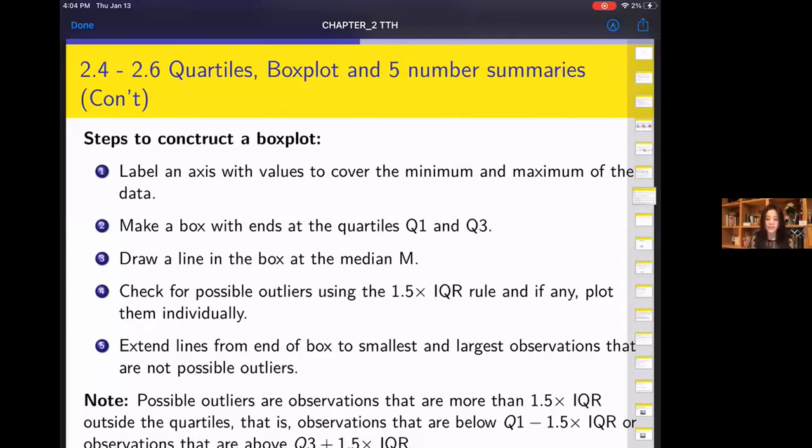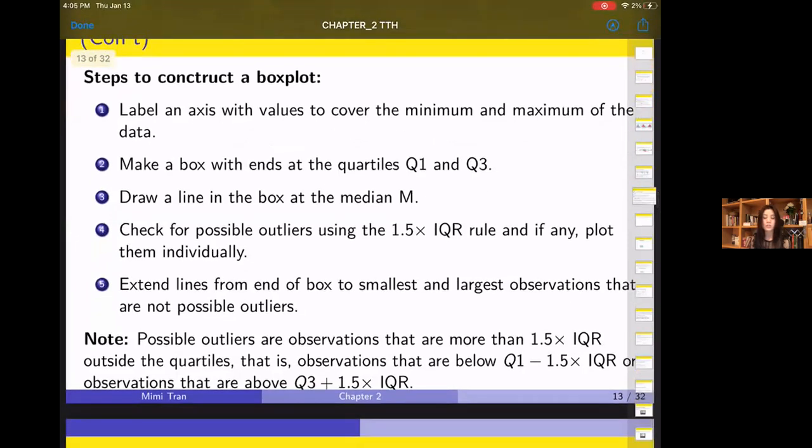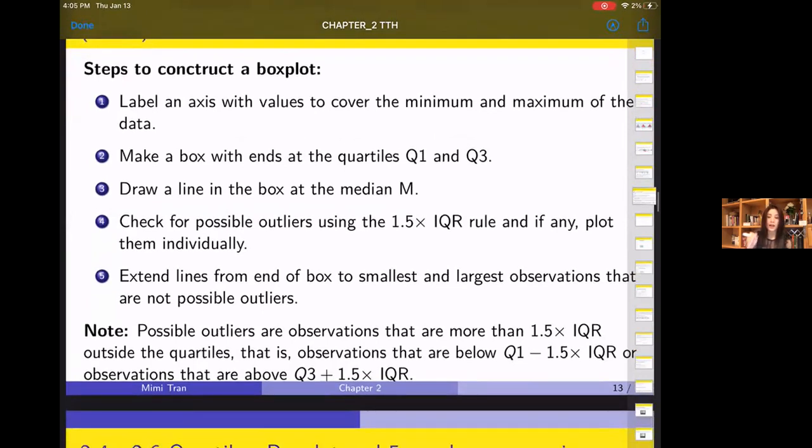And then the next step is make a box with the end of the quartile 1 and quartile 3. The third step is once you have Q1, Q2, Q3, you can go ahead and draw a line to determine your Q2, which is the median. After that, you have a box with Q1, Q3, and Q2. Now you're going to try to spot the possible outliers.